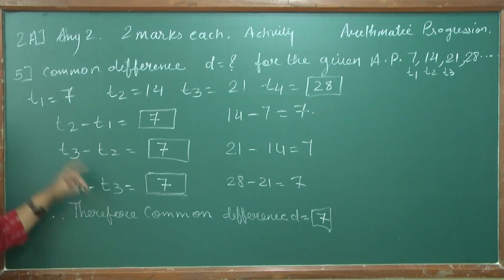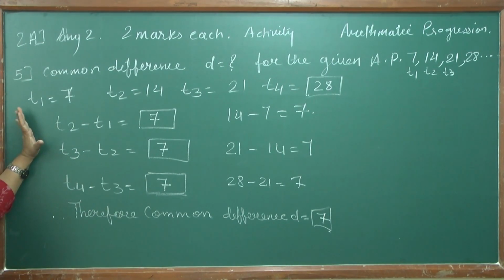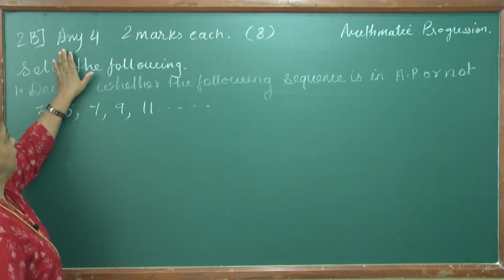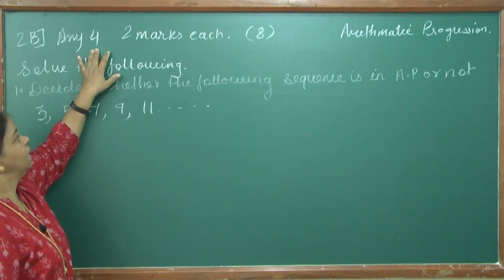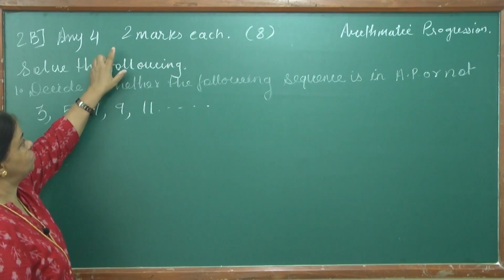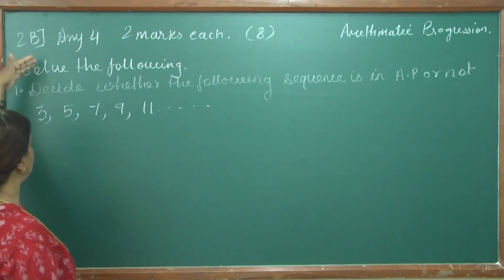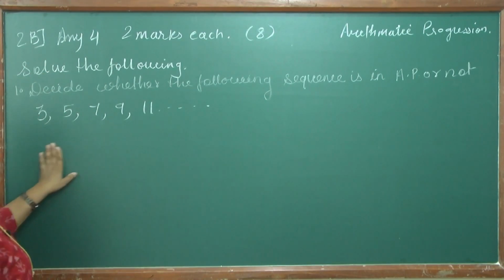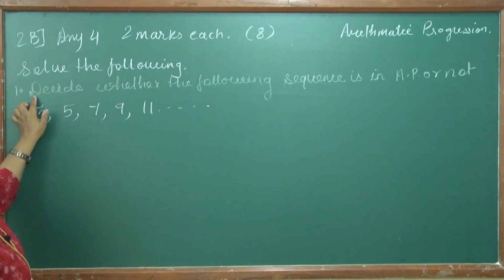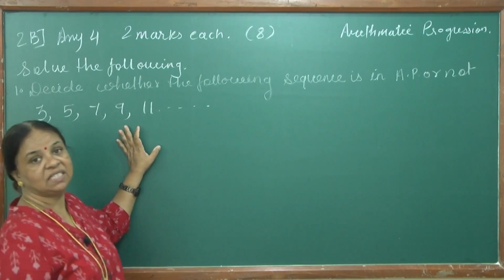Now we are done with question number 2A of arithmetic progression. We will begin with 2B. Question number 2B, any 4 you will have to solve. There would be 5 questions, 2 marks each, total 8 marks. We have to solve the following: decide whether the following sequence is in AP or not.